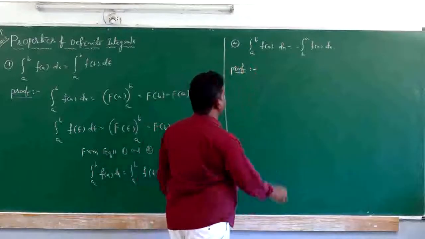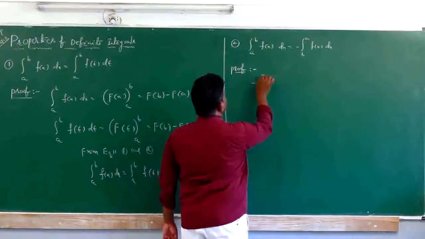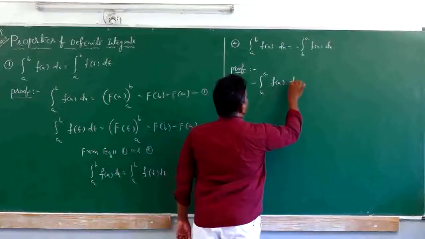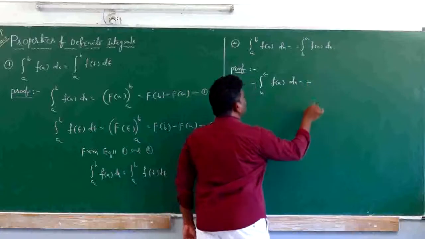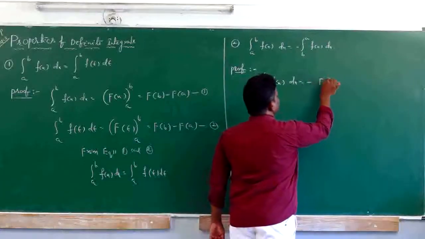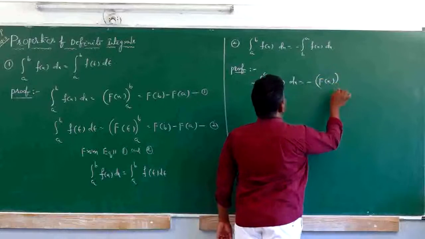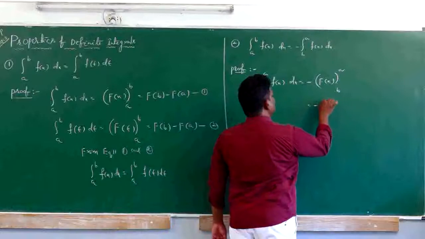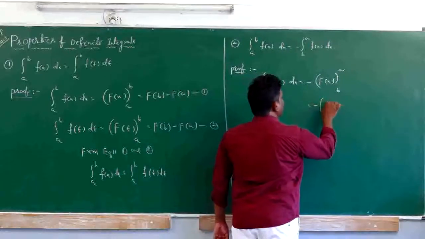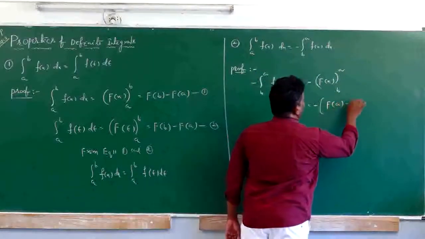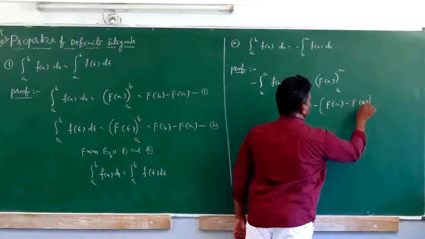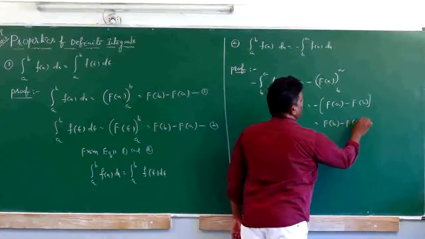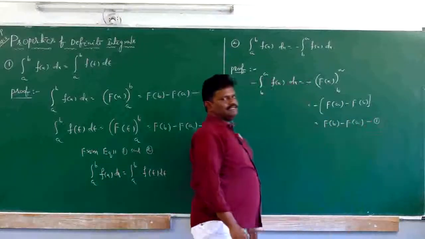First we consider the RHS value, minus the integral from b to a of f of x dx. That is equal to minus the function f of x with limits b to a, which gives minus f of a minus f of b. Now if you take minus common, we get f of b minus f of a. So this one we consider equation 1.